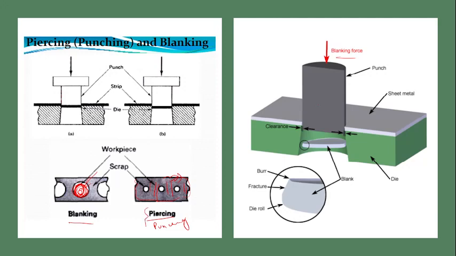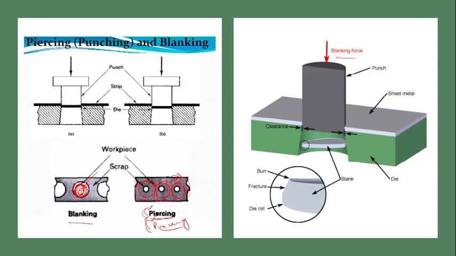The difference between piercing and punching is of size. If the holes, or the punched blanks that you are making, are bigger in size, then you call it punching. Otherwise, you will call it piercing. So, like P and P, piercing and punching, both are similar operations. That is how you can remember.